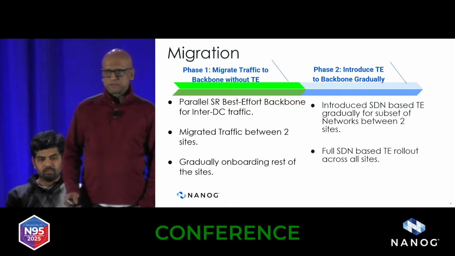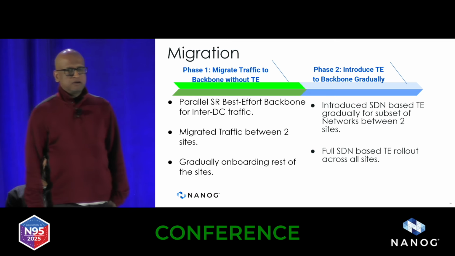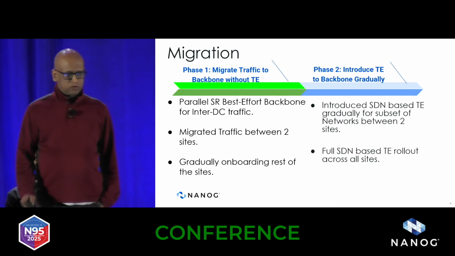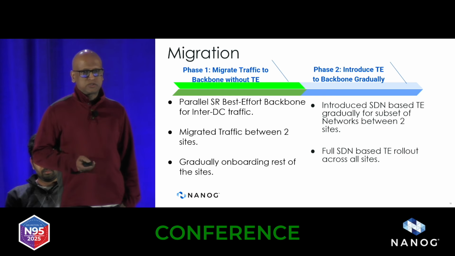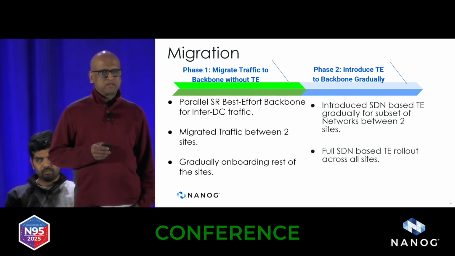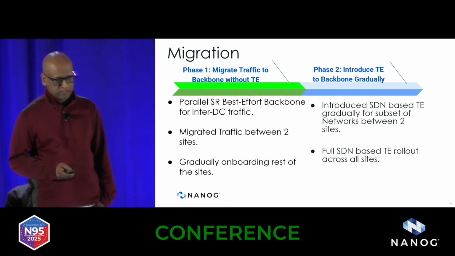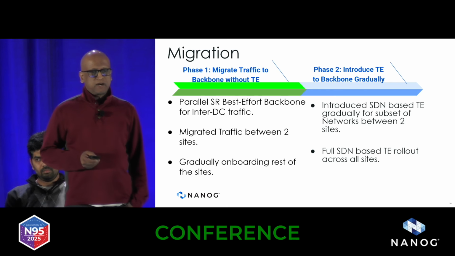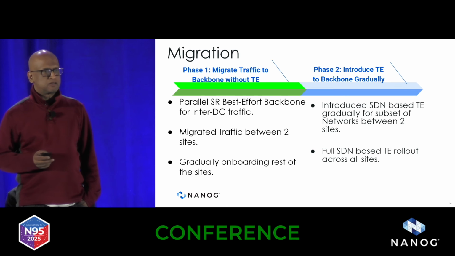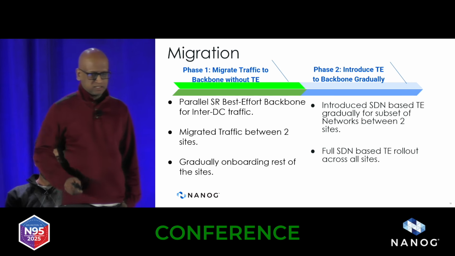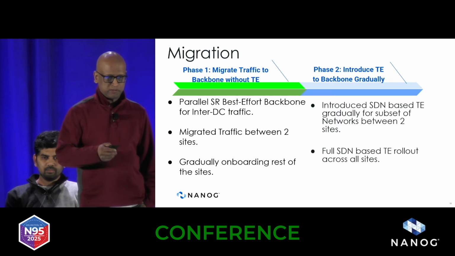Migration: we went with a two-phase migration. In phase one, we built the greenfield backbone, and we migrated two DCs at a time. Initially we migrated the management network between the DCs, and then we gradually migrated the rest of the sites. We did this by advertising these networks in the new network and increasing the MED for those prefixes on the old backbone, so it prefers the new greenfield NGBB backbone.